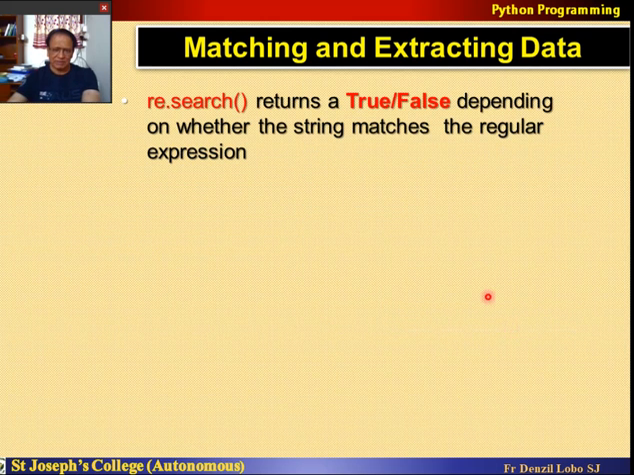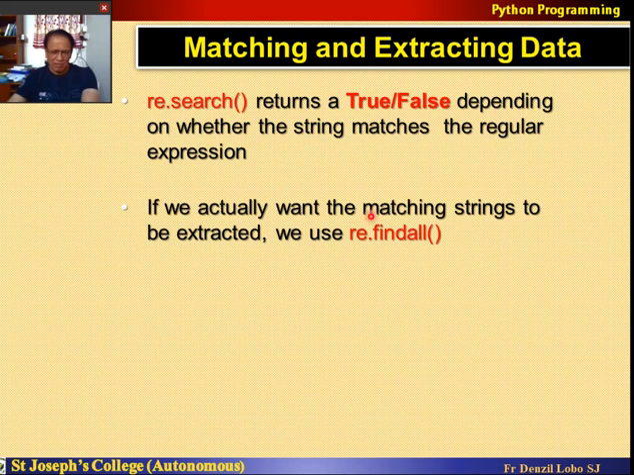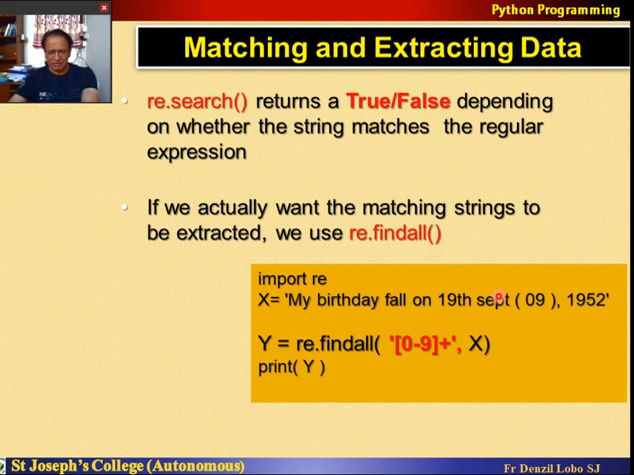Let us take one more example. Now we are going to match and extract data. re.search returns true or false depending on whether the string matches the regular expression. But we are going to use re.findall. This method is very important because it not only matches, but can extract data from a given line. For example, we'll take this: import re, then I have a text here.